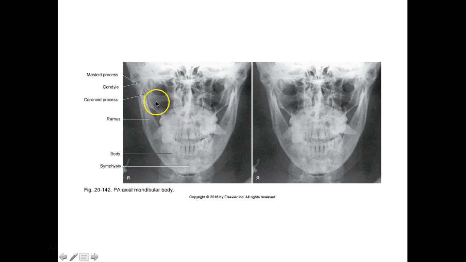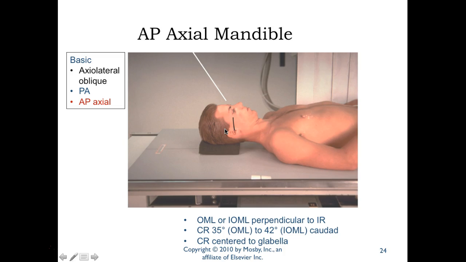All right. This is what it looks like here, really nicely laid out of the mandible. So we have your mastoid air cells, your condyle, coronoid, ramus, body, and your symphysis here. So this is a really nice shot.